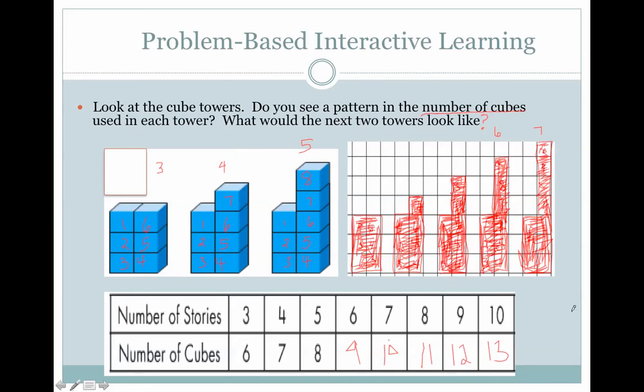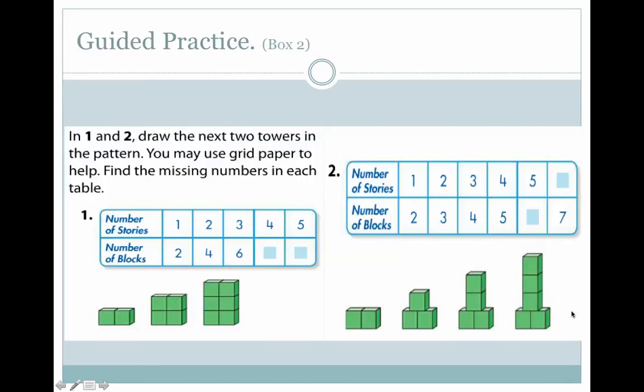All right, let's look at 2 more examples. In 1 and 2, draw the next 2 towers in the pattern. You may use grid paper to help find the missing number in each table. Okay, so the first thing we're going to do is look at the pattern itself and then see how it relates to the table. I see this has 1 level or 1 story. This one has 2, and then this one has 3. So for each story, it's adding 2 more.